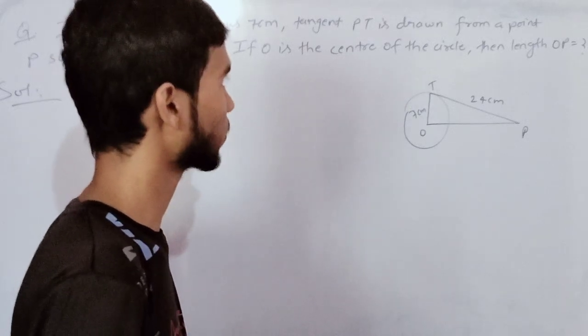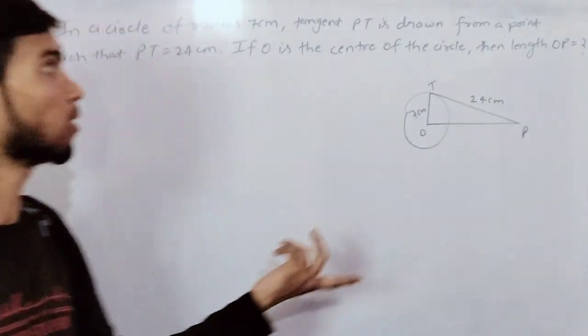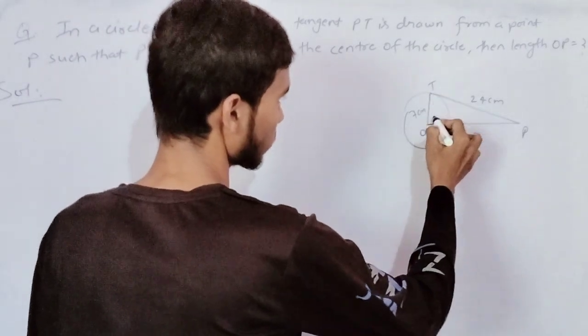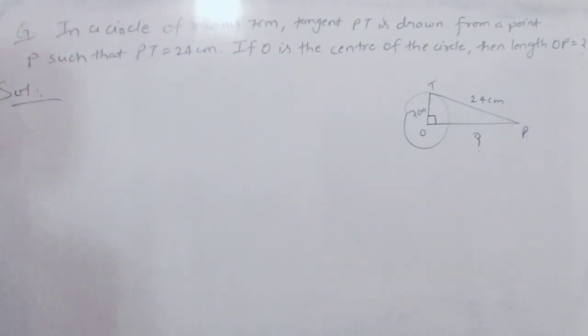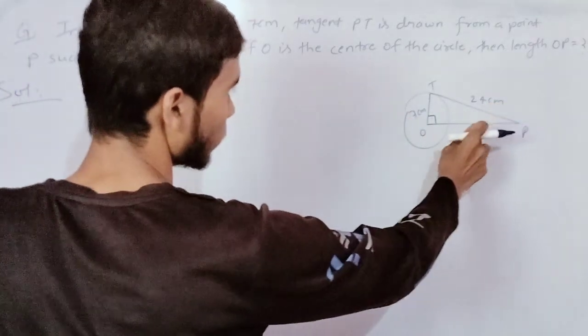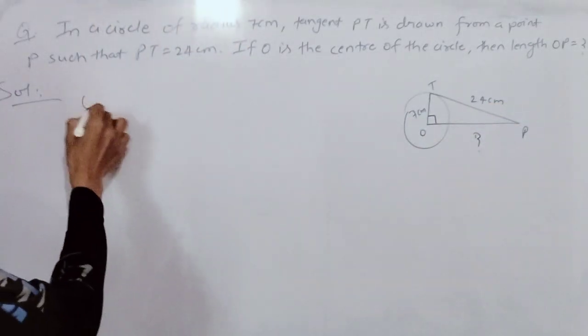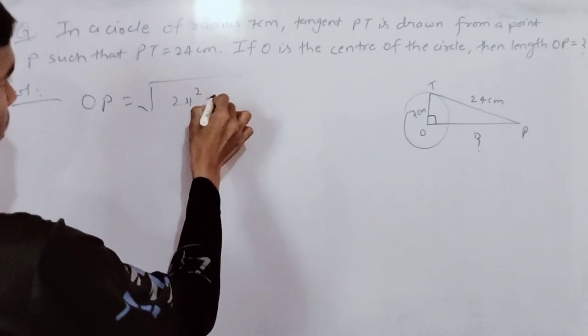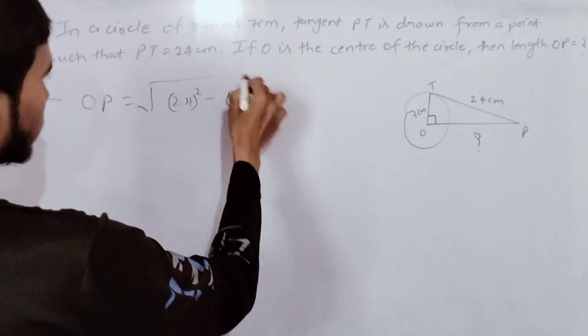If O is the center of the circle, then what will the length OP be? As we know, this is 90 degrees, because OT is perpendicular to PT. We can apply the Pythagoras theorem. As we know OP is the bigger side, so the sum of the squares of this and this will be equal to OP squared. So here, 24 squared plus 7 squared, clear?